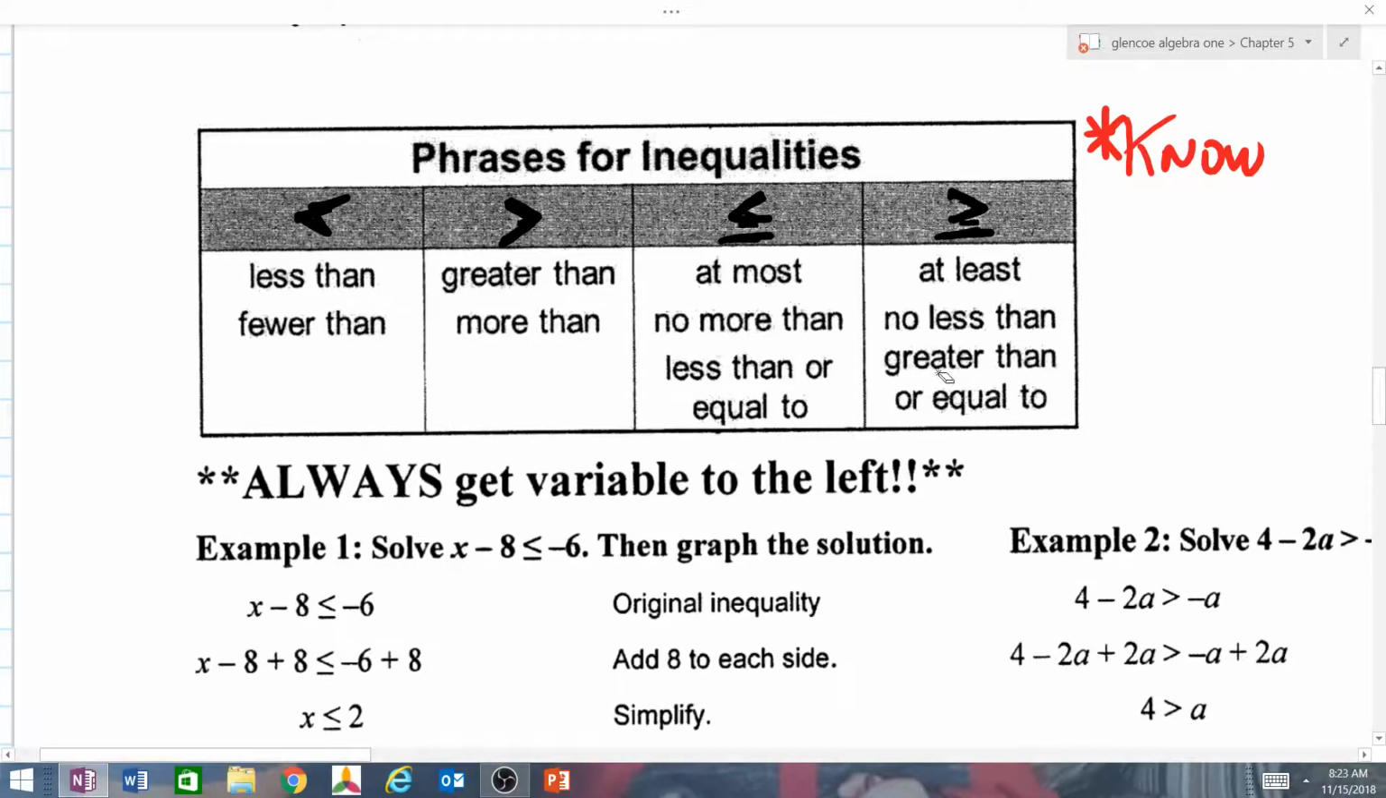No less than, greater than, or equal to. So I'm going to be really specific and I'm going to make you do it this way. I want you to always, when solving an inequality, whether we're adding, subtracting, multiplying, dividing, or dealing with a multi-step inequality, I want the variable on the left-hand side. Are you with me? That makes it a lot easier when we go ahead to graph it.